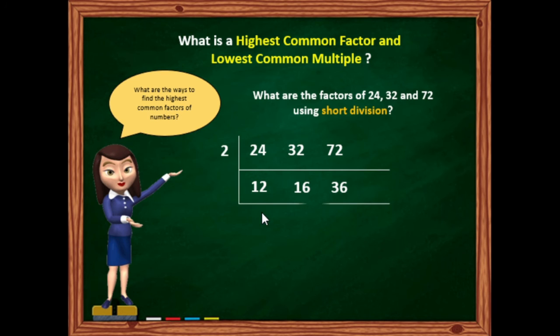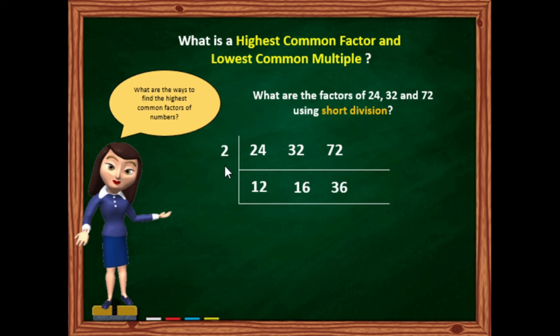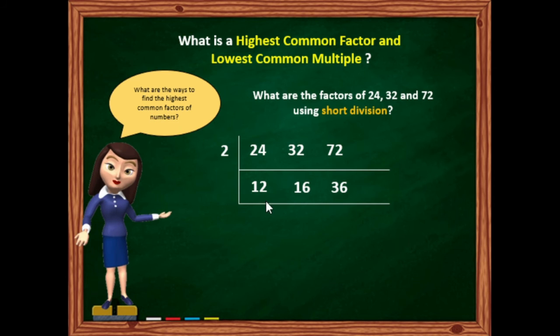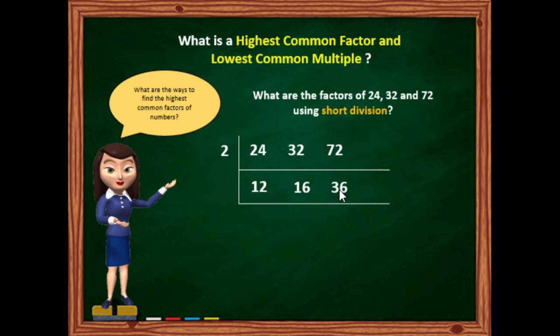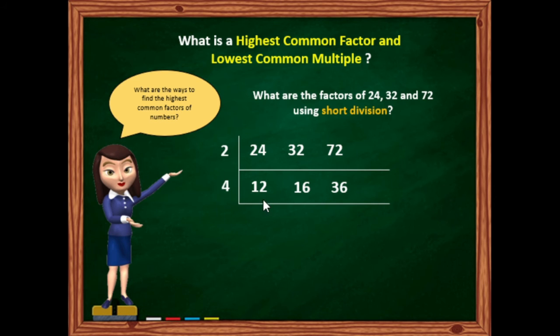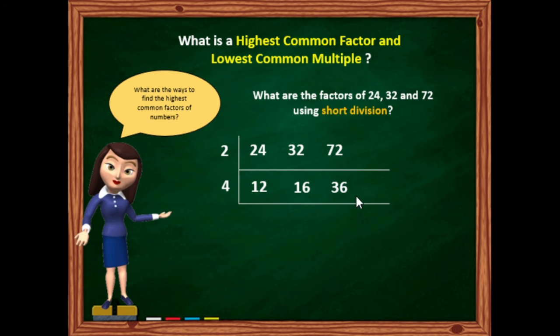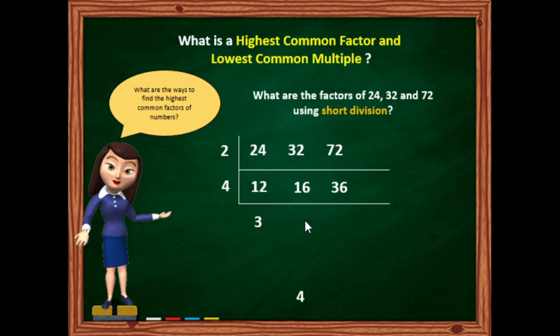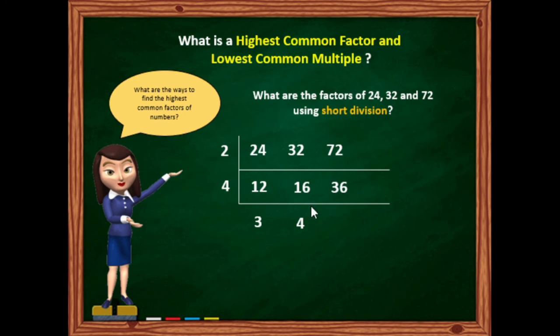And then, move on. You can automatically use a higher number to divide all of the three numbers here. So instead of using 2 still, you can also use 4 because 4 is divisible with all of these three numbers. Now, you do 12 divided by 4 is 3, 16 divided by 4 is 4, and 36 divided by 4 is equal to 9.